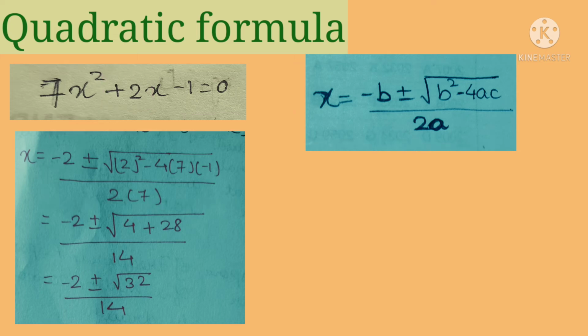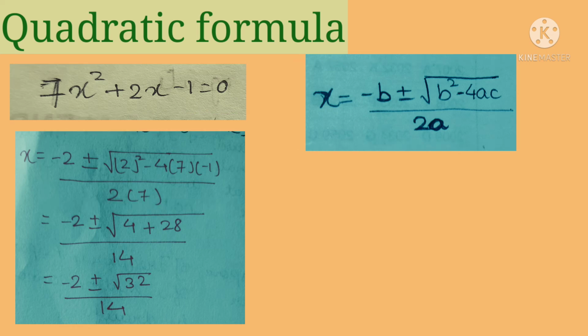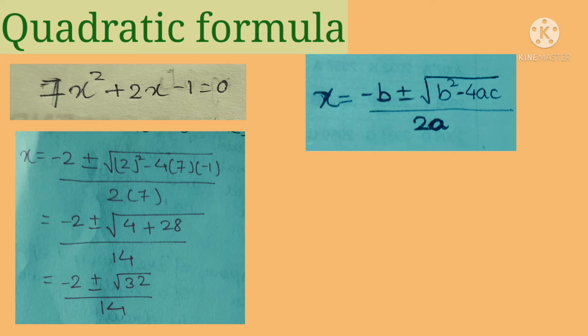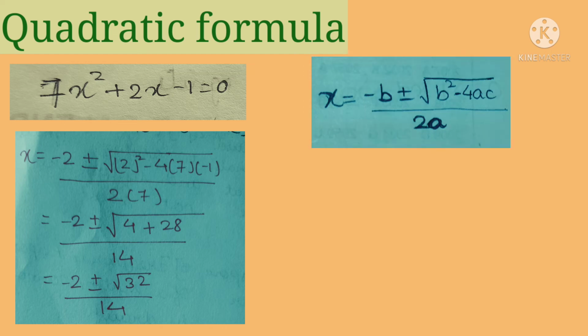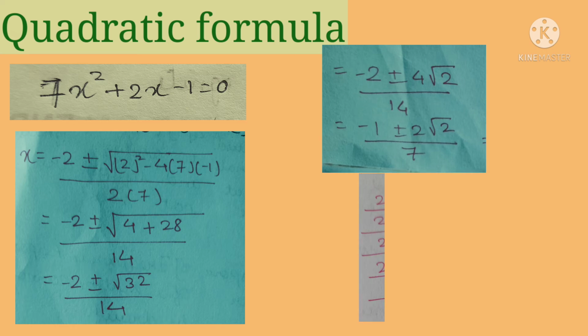2 plus or minus root of b squared. b squared is nothing but 2 squared, which is 4, minus 4ac. The a value will be 7 and the c value will be minus 1, the same as I have represented, divided by 2a. So after doing the calculation we will be getting the answer as minus 2 plus or minus root 144, and the root 32 value will be 4 root 2.